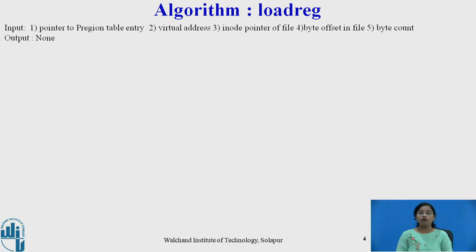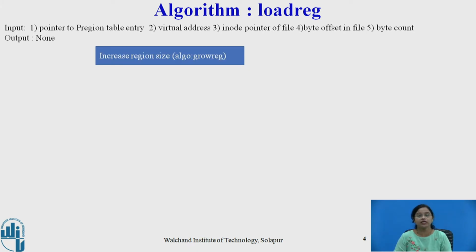Now, how is that region loaded into memory? For that, the load region algorithm is used. The input to this load region algorithm is a pointer to the p region table entry, the virtual address, the inode pointer of a file, the byte offset in a file and the byte count. The output is none, which means the region is loaded into memory; it is not returning anything.